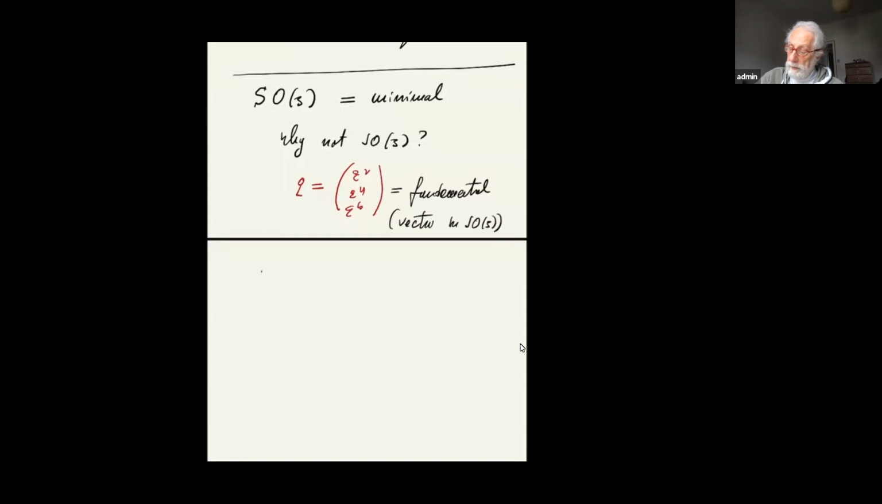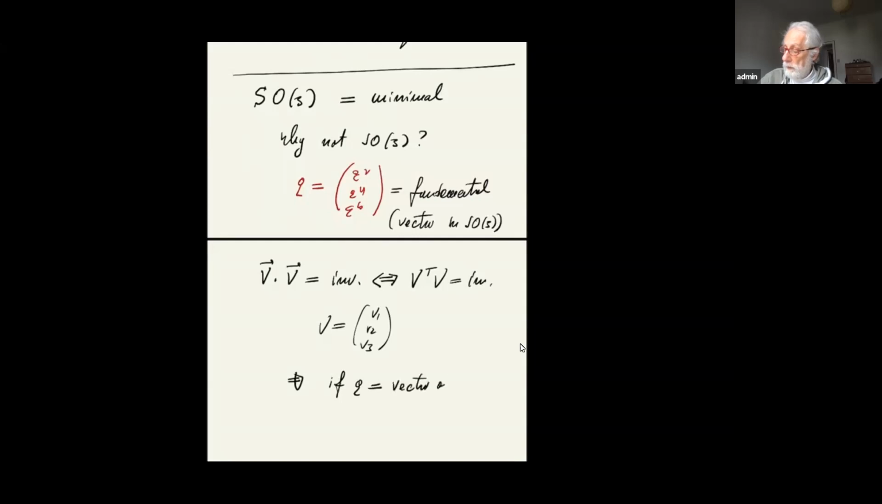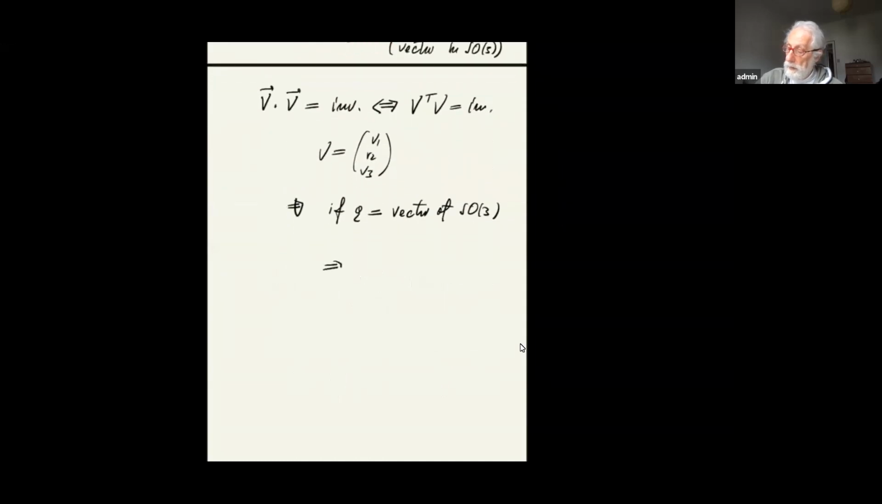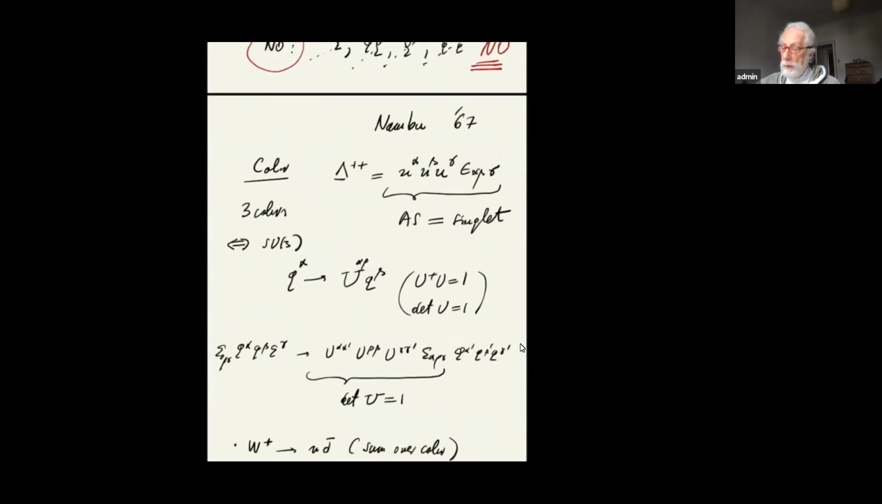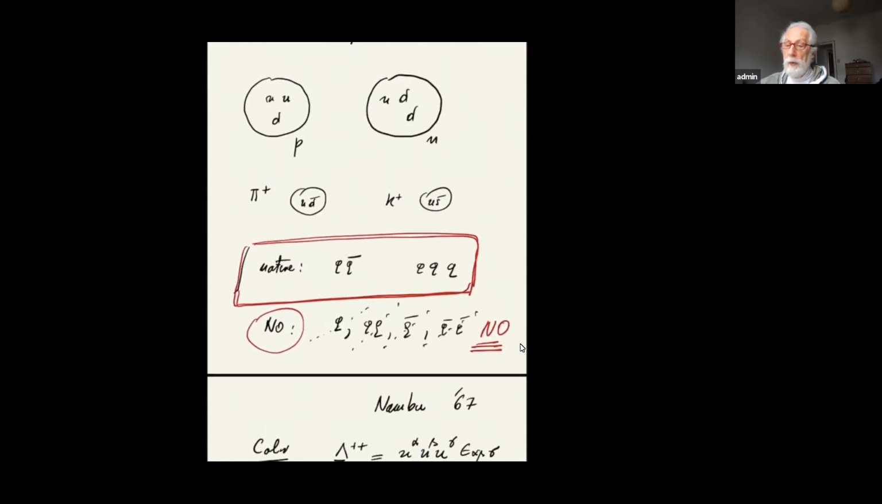Remember, if you have a vector V, then V times V is invariant. It's equivalent to saying that I can write V as a column, that V transpose V is invariant, where V is V1, V2, V3. In other words, if Q is a vector of SO3, then QQ is invariant. It will be a color invariant object, but the only objects we are seeing in nature are color invariant objects. I didn't say it in those terms, but that's what turns out. I don't see QQ. That means QQ is not color invariant.